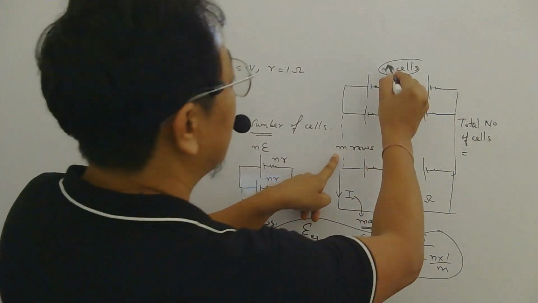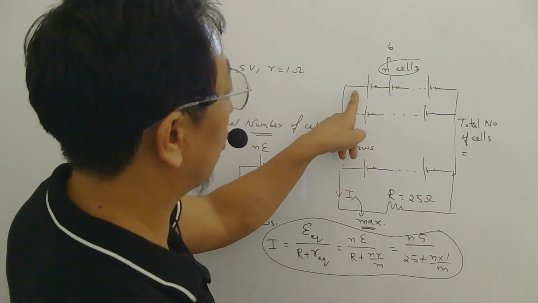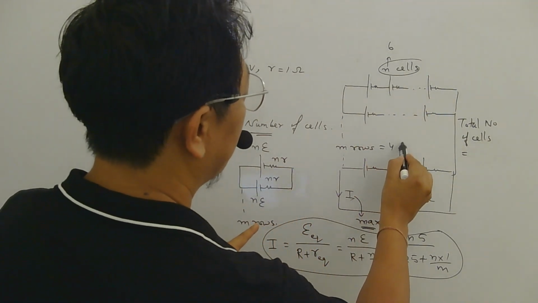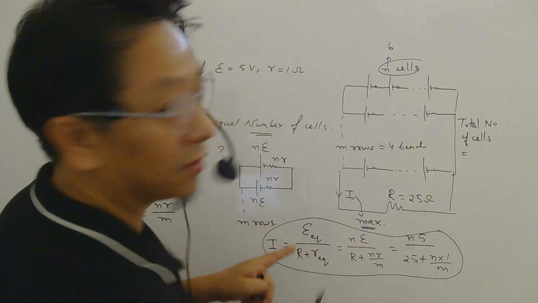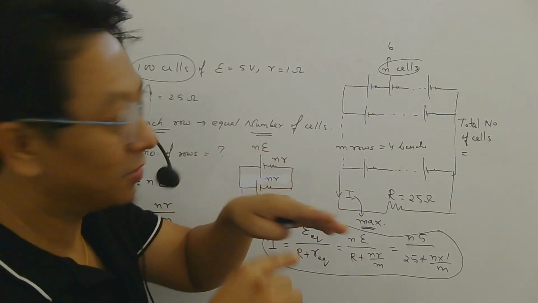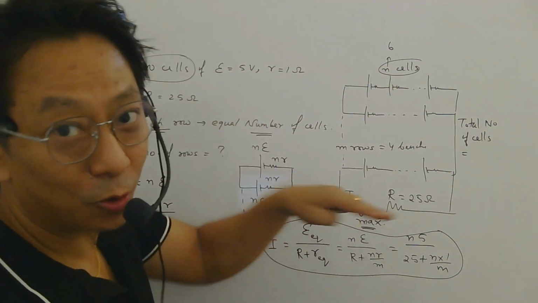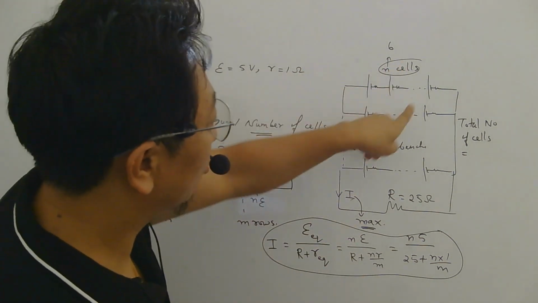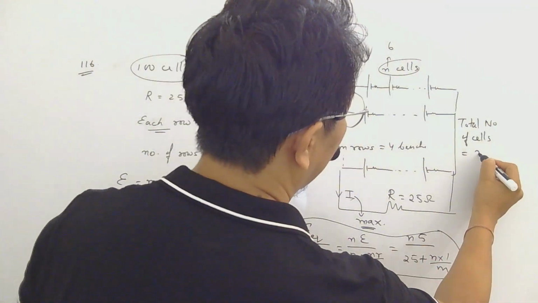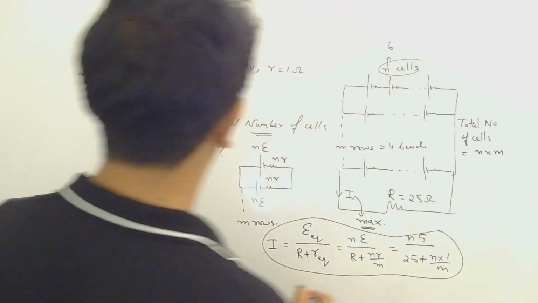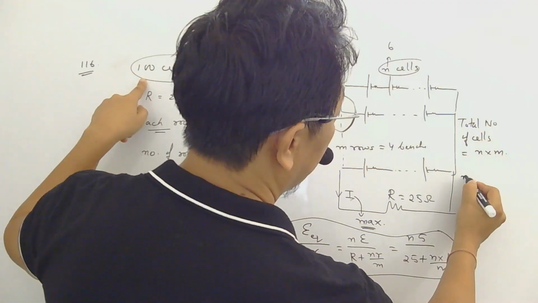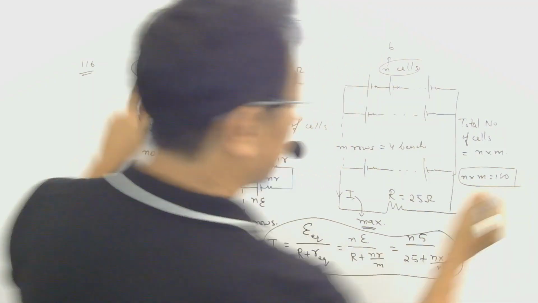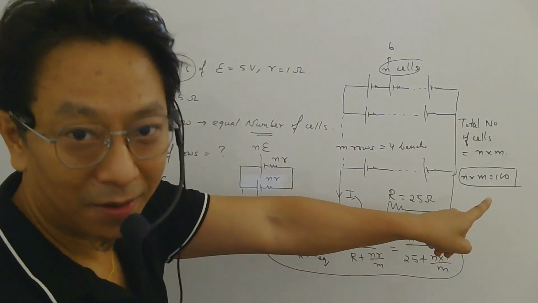M. So imagine there were 6 boys in a bench, and there are 4 benches. So 6 boys in one bench and there are 4 benches. So total number of boys will be 6 into 4, 24. So here total number of cells will be what? N into M. And that was given 100. So n into m must be 100. So one equation is there, right?